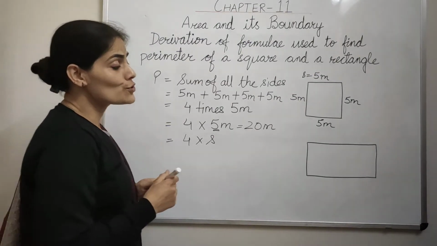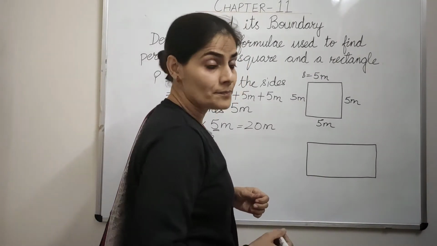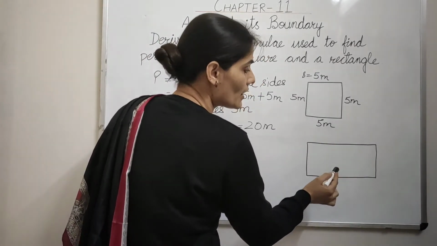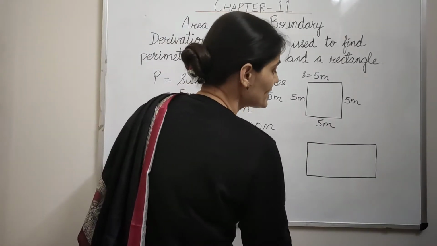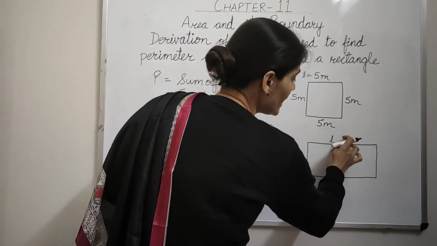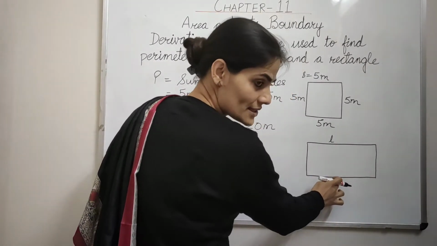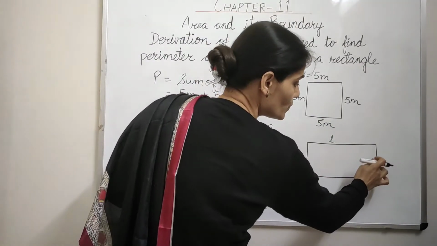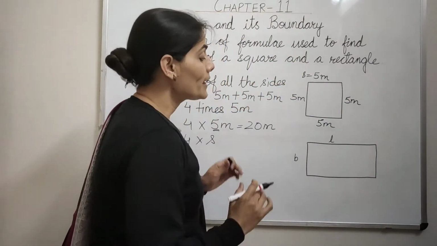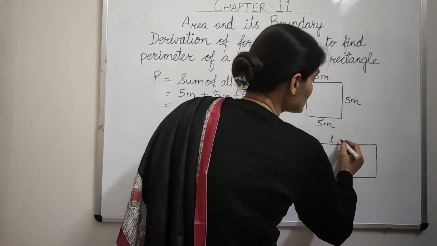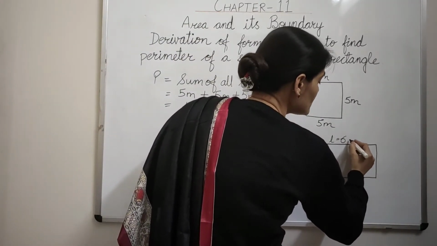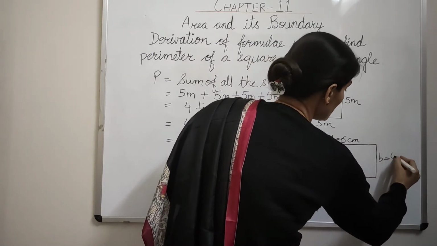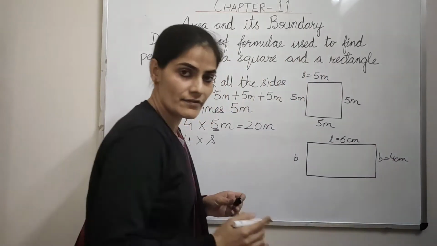Now we move to the shape rectangle. In a rectangle, the opposite sides are equal. If I take this as the length, then this side will be equal to this side, and this as the breadth, then this side will be equal to this side. And let's assume that the length is 6 centimeter and breadth is, let's say, 4 centimeter, everybody.